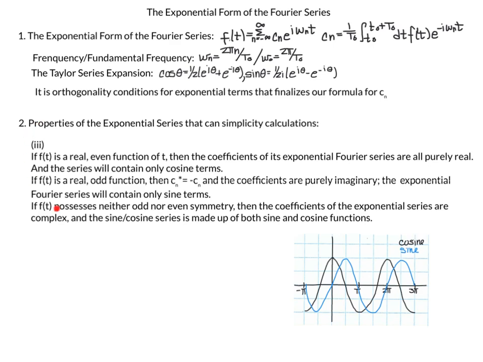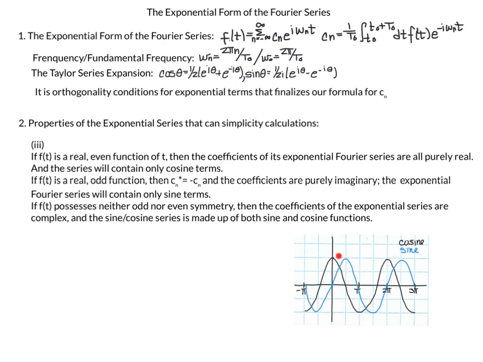This last property, I cleared out some space to make room so I could put this graph here. If f of t is a real even function of t, then the coefficients of its exponential Fourier series are all purely real. In particular, the series will contain only cosine terms. And that makes sense. If you want to model an even function, you're going to use cosine, because cosine is an even function.